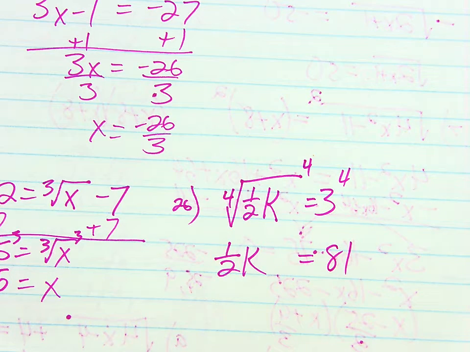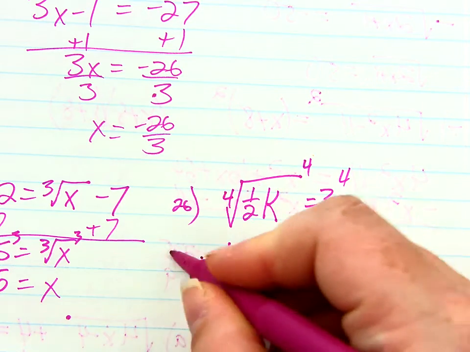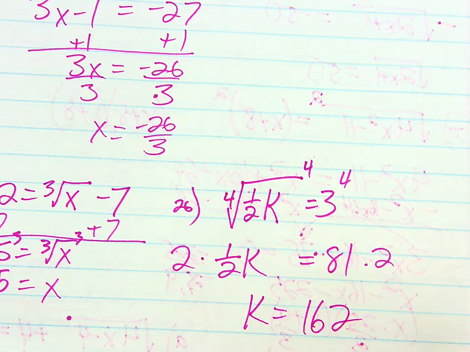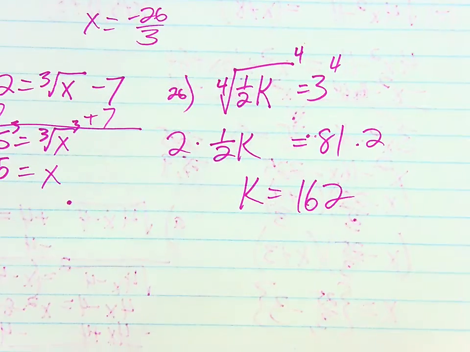And then I just multiply both sides by 2. k is 162. Easy. Is this all right? Once you get the hang of this whole idea of getting the radical by itself and then just raising both sides to that power, it's really not bad. So let's just do one more and then I'll stop.